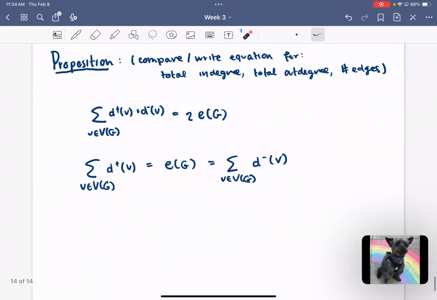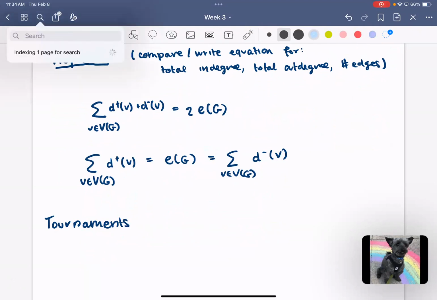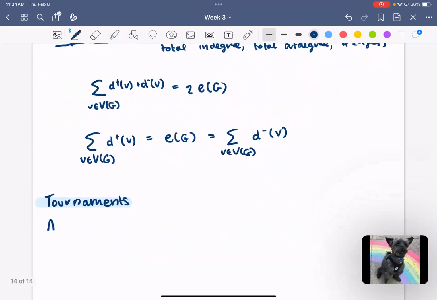Okay, so let's talk about tournaments. This is an orientation of the complete graph. And we'll prove a theorem about tournaments, and that will be where we end for the day. So a tournament is an orientation of a complete graph.